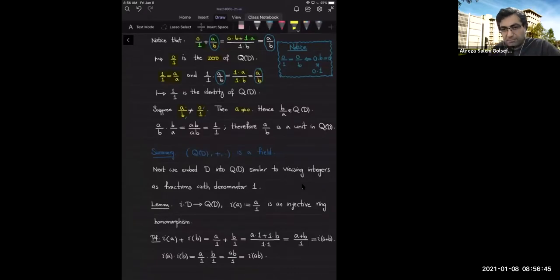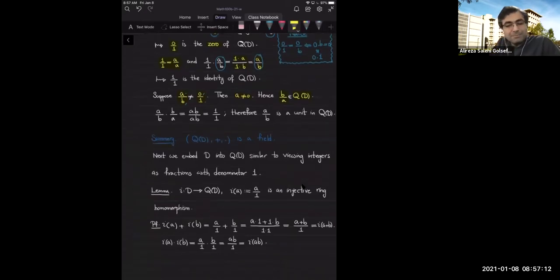Therefore, I can talk about the fraction b over a. Whenever I want to talk about a fraction, the denominator should not be 0. So that's my argument, that the numerator a is not 0. So I can talk about b over a, and b over a is an element of this field of fractions. I'm still calling it the field of fractions, but I'm trying to finish off the proof of why it is a field.